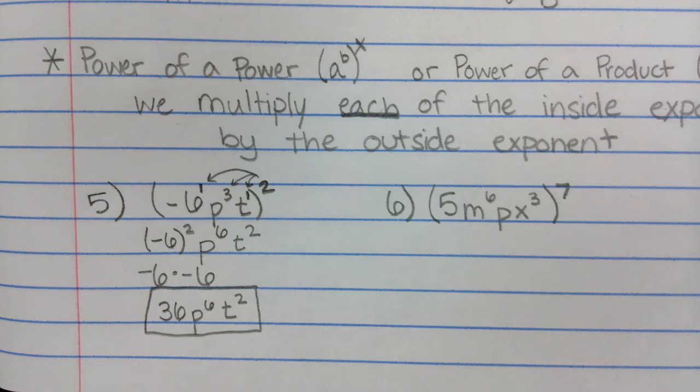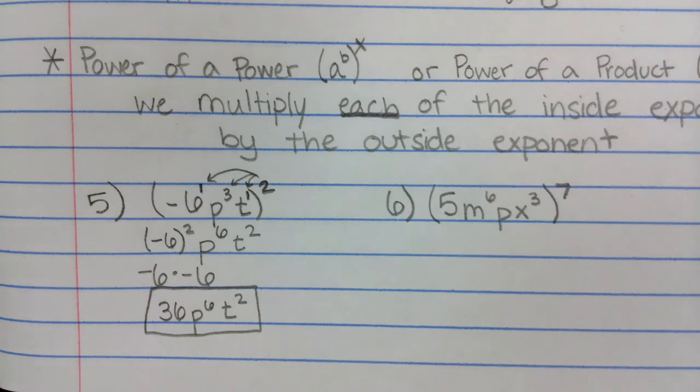3. So you could write out 5 times m times m times m times m times m times m times p times x times x times x, and repeat that 7 times, if you want to. But instead, we get to use our properties. We get to use our rules.